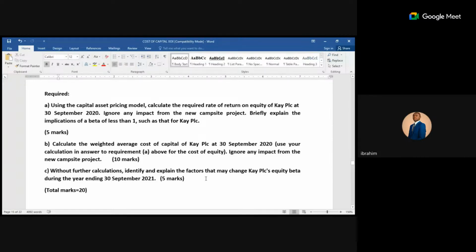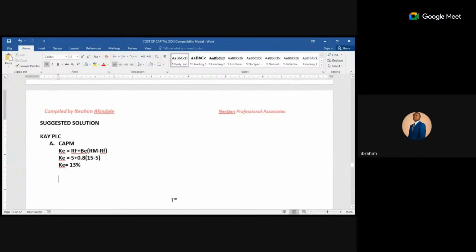Now, if I want to determine the weighted average cost of capital, what are the steps in calculating it? Quickly. Are we still together? One, identify the sources of finance, which is ordinary shares, equity, preference shares, and loan stock.